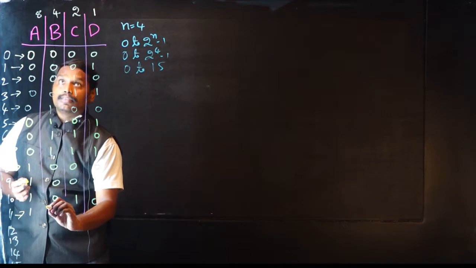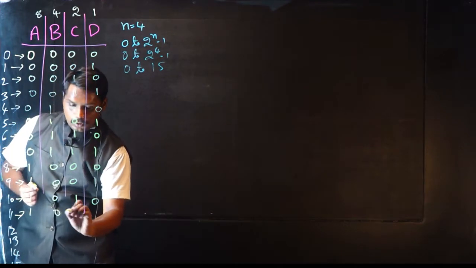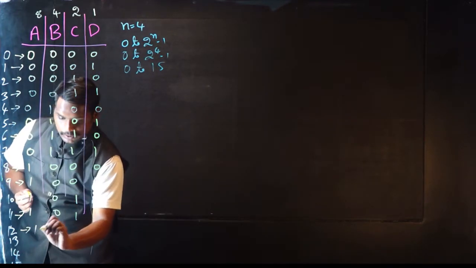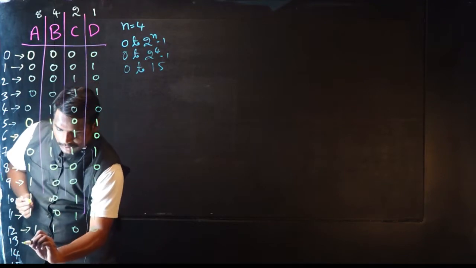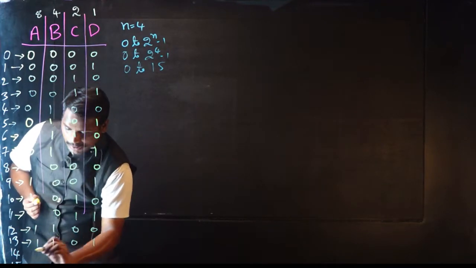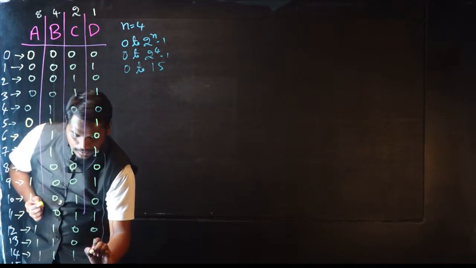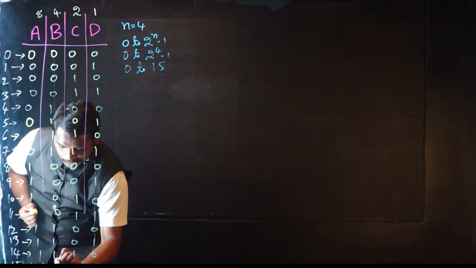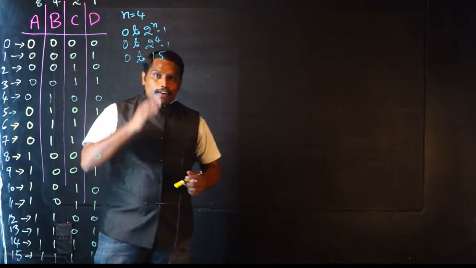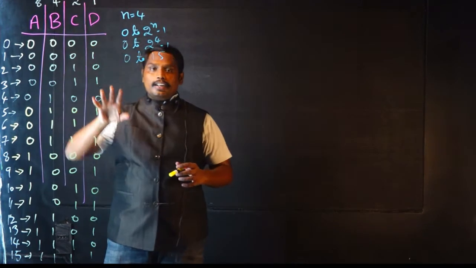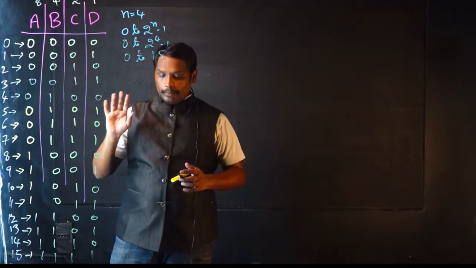And for 11 it is 1, 0, 1, 1, and then for 12 it is 1, 1, 0, 0, and for 13 it is 1, 1, 0, 1, and for 14 it is 1, 1, 1, 0, and finally for 15 it is 1, 1, 1, 1. So now we have a truth table for a particular 4-bit Boolean function, right?